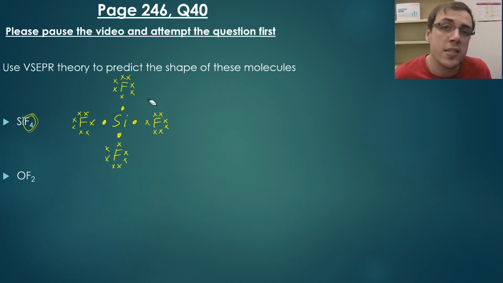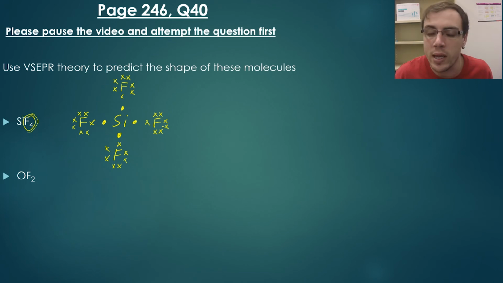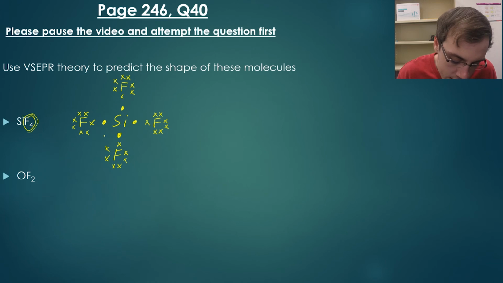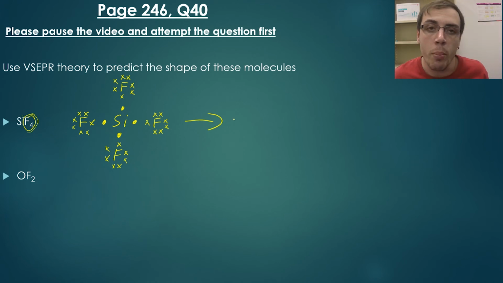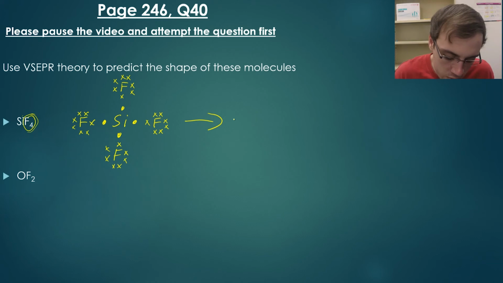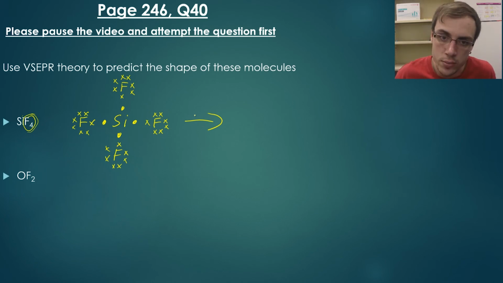Now, the next thing we ask ourselves is, are there any lone pairs? So we have a look here. And when I say lone pairs, I mean lone pairs in regards to the central atom. So we don't need to worry about lone pairs such as these. They're not relevant in this case. So are there any lone pairs around here? The answer is no. So the next thing we need to do is acknowledge how many chemical bonds are formed. Because we have silicon that is bound to 4 lots of fluorine, then we know that it must be a tetrahedral.